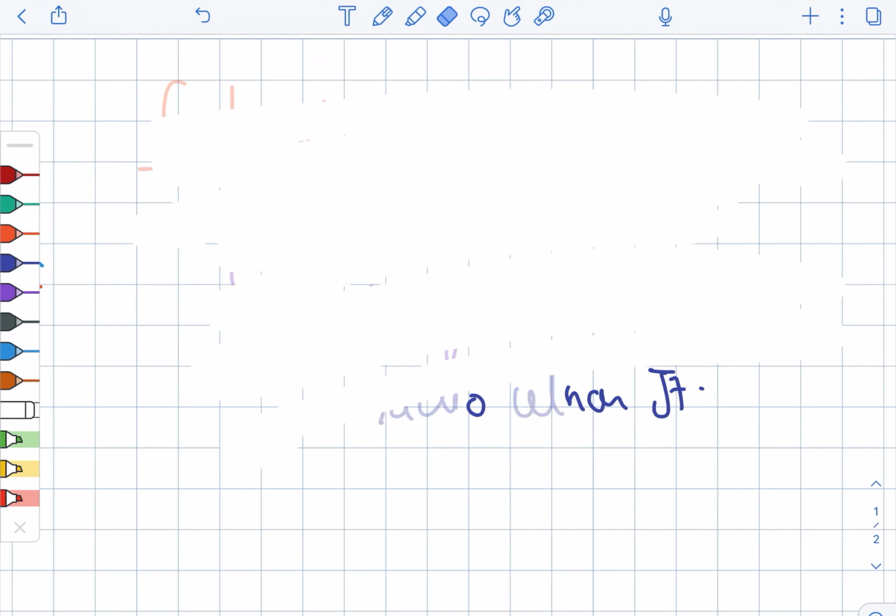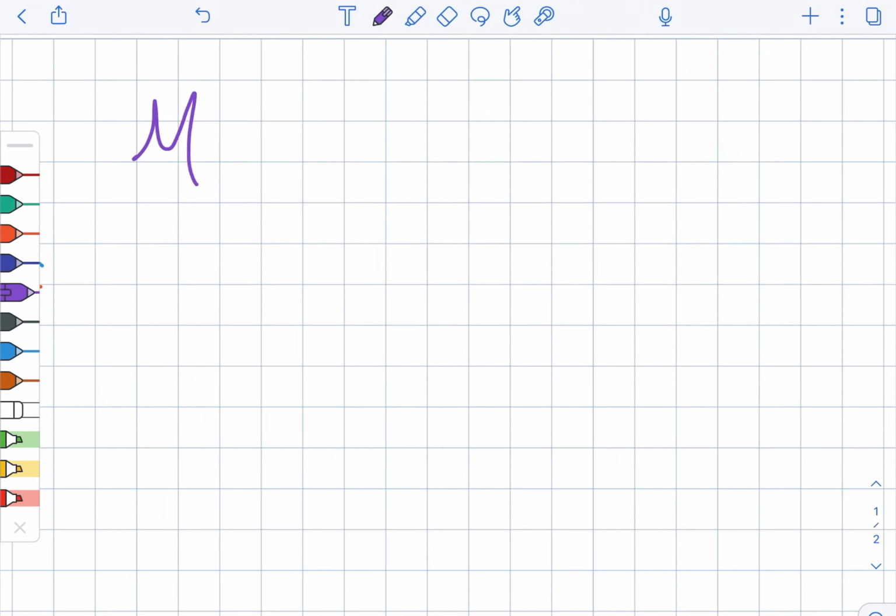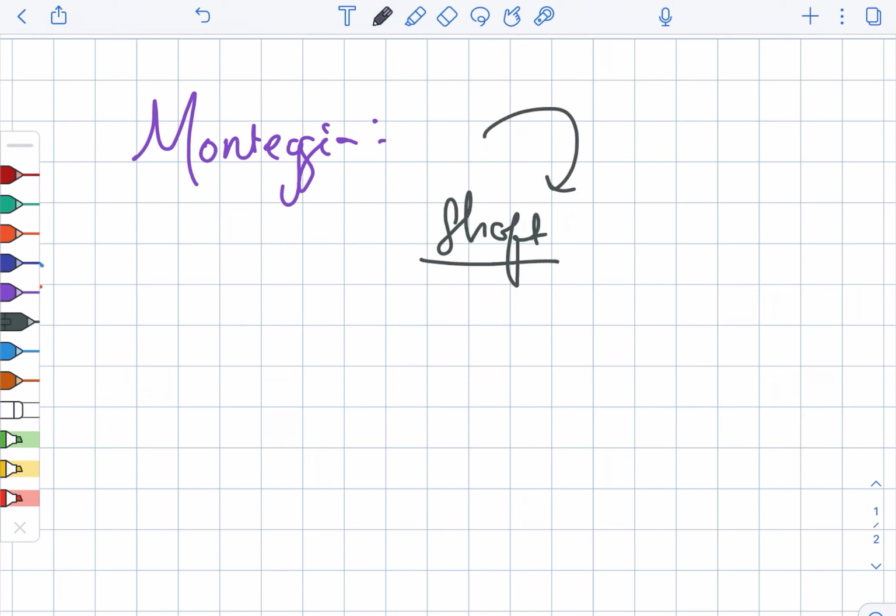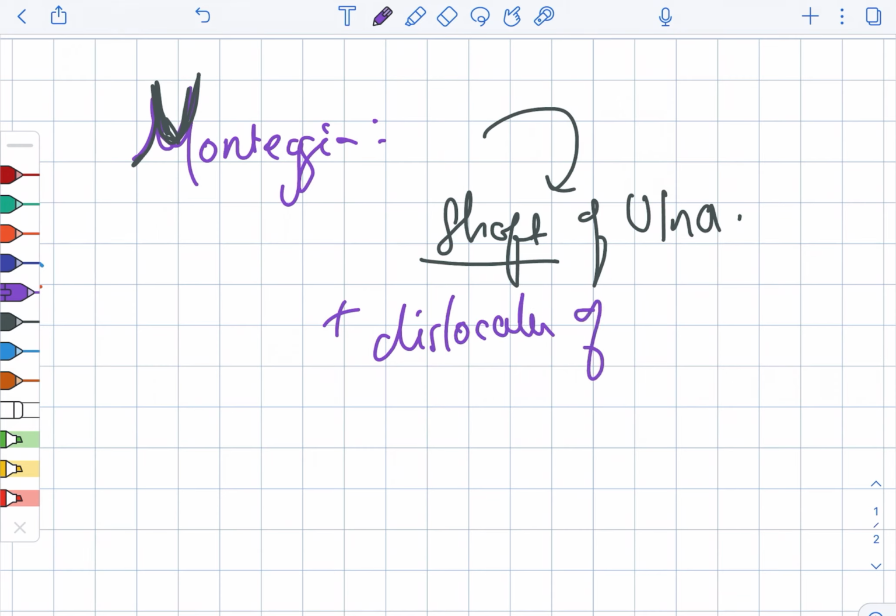Next, looking at the Monteggia fracture. In Monteggia fracture, there is a fracture of the shaft of the ulna. So in the M you find a U, right? So that's how you remember. It is the shaft of the ulna, and dislocation of the proximal radio-ulnar joint.